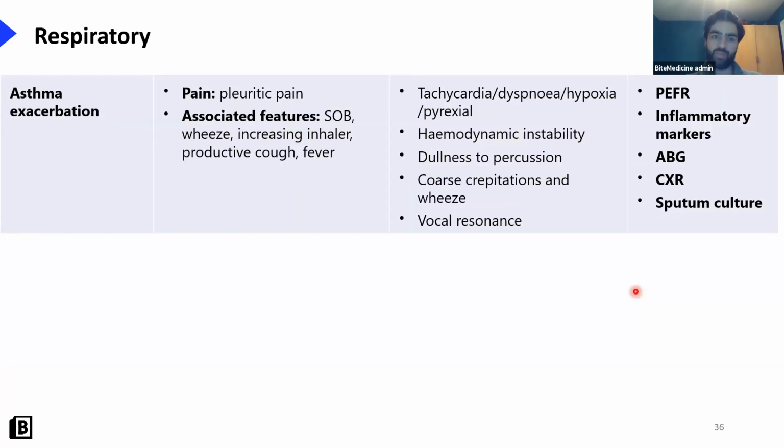And finally, asthma exacerbation presents in a similar way, and you work it up in a similar fashion. The only difference is in asthma exacerbations, you do a peak flow. In COPD exacerbations, you do not do a peak flow. And again, these patients will have a known history of asthma, making it a lot easier to diagnose. And that is respiratory in a nutshell.